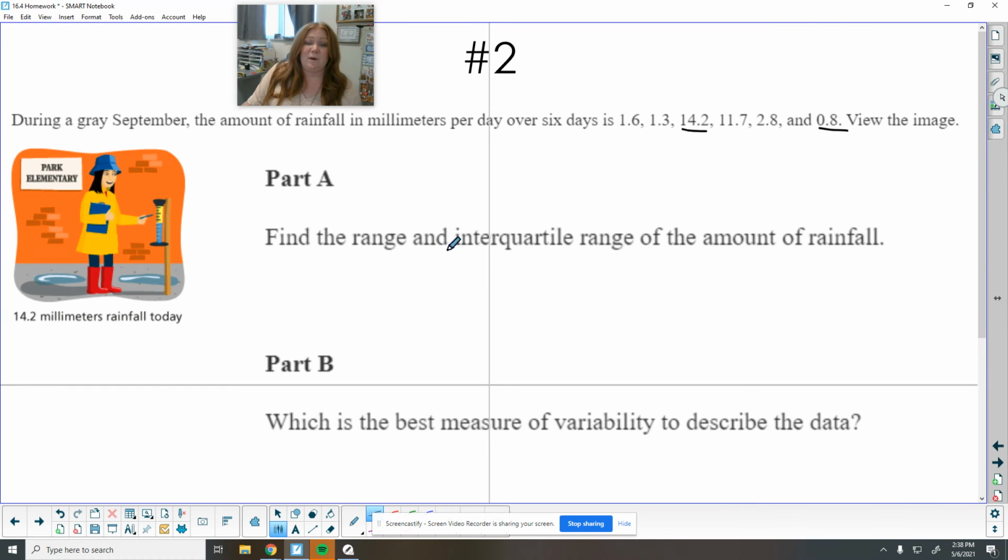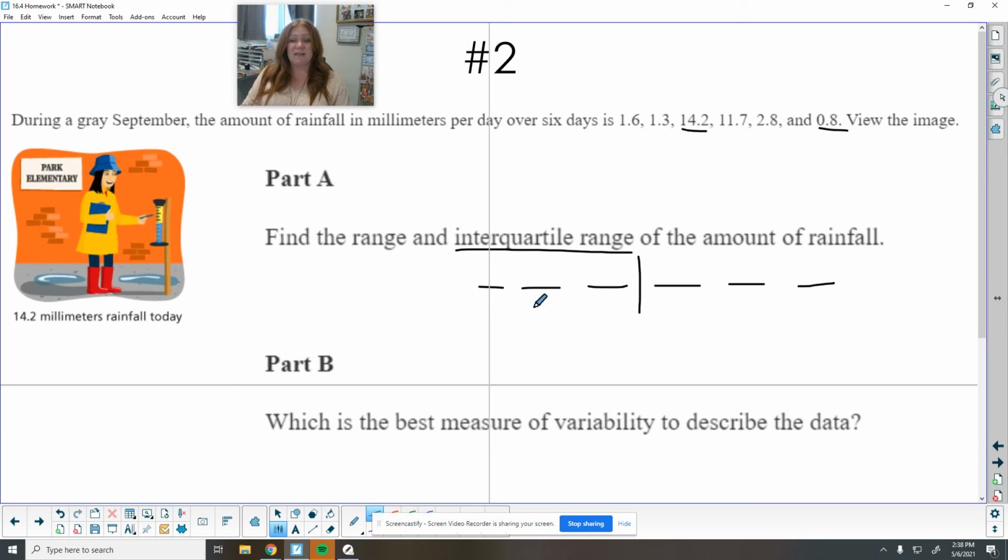Now, second, we want to use the interquartile range. We have to find the median to do that. And to find the median, we need to put these numbers in order least to greatest. There are 1, 2, 3, 4, 5, 6. So we're going to put the 6 numbers in order least to greatest. We find the middle here, so we would add these up, divide by 2. We don't actually need the middle right now, so I can skip that step.